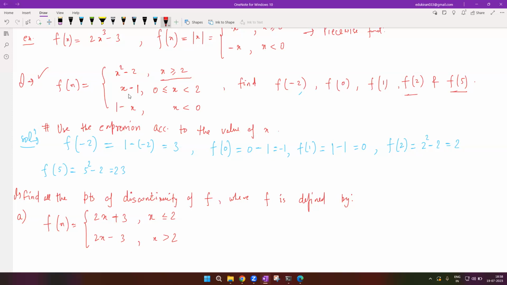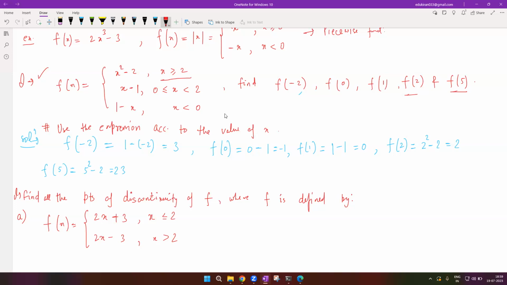So the first point where the function breaks is x equals 2. And then the second point is x equals 0. Because if x is greater than or equal to 0, the expression of the function is different. And when x is less than 0, the function's expression is different. Right?